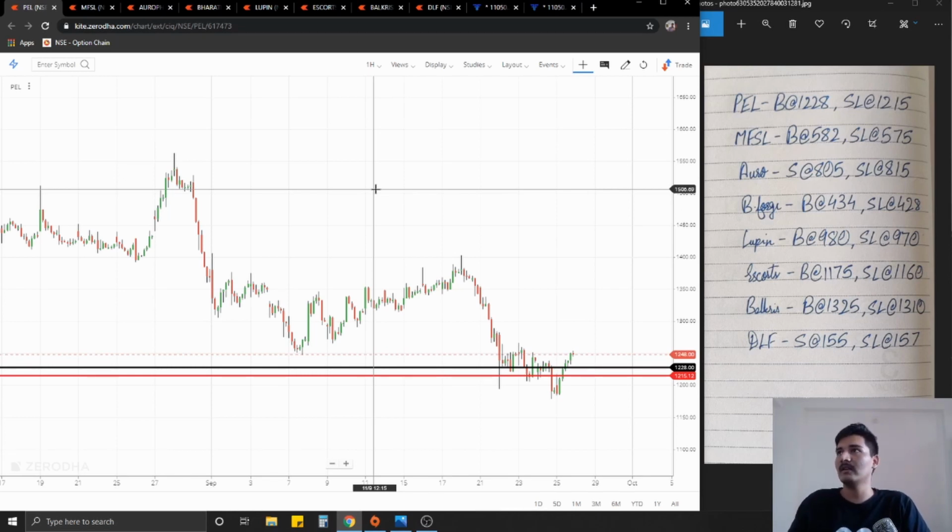Now what we have for tomorrow is, as usual, 8 equity trades and both the indices. Starting with equity first, we have PL, Piramal Enterprises.